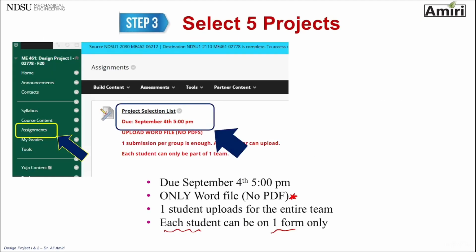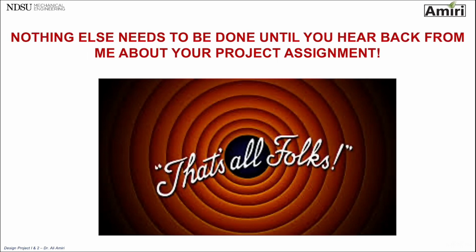So this is the only thing that you need to do. There's nothing else that you need to do at this time. Don't worry about anything else. Don't worry about any due dates, deliverables, communicating, anything else. Once I receive all of the forms on September 4th, I assign the projects that weekend, and then the week after you're going to hear from me, and I will tell you what is the next step or what you will need to do.